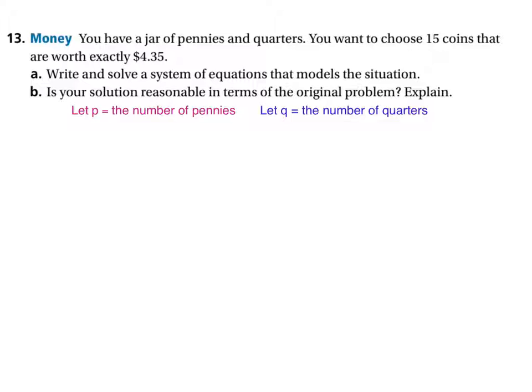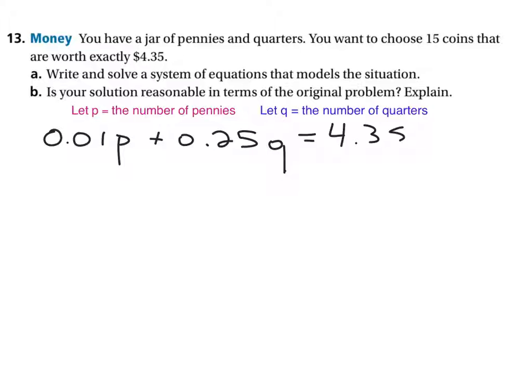So we can say P, the pennies, are worth $0.01 for each penny, and add to that 0.25, that's the value of each quarter, times the number of quarters that you get. And that will equal the total amount of money that you get, $4.35.